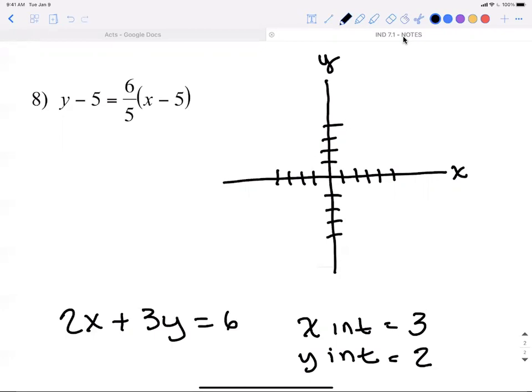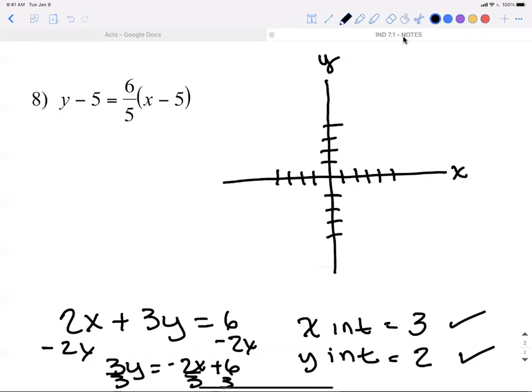Don't have to divide by 3. Don't have to state a slope and an m and a b. You just simply graph a 3 on your x-intercept, a 2 on your y-intercept, like our first two examples, and you're done, right? So there's two ways to do it. Or you could subtract 2x and subtract 2x and get 3y equals negative 2x plus 6. Divide by 3, and get y equals negative 2/3 x plus 2. And then state your m, state your b. Okay, two ways to do it.